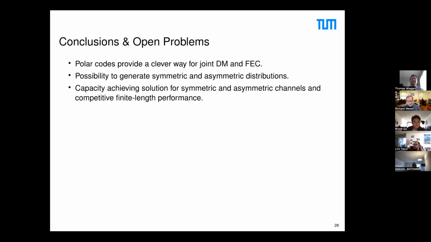Okay, so that's basically what I have in results. Just the conclusion: we showed that polar codes give us a very clever way to do joint forward error correction and distribution matching. We have the possibility to generate symmetric and asymmetric distributions. The two nice things about it are that the finite length performance is quite good, although Linfang was able to beat us, so we still need to work on that. But on the other hand, we're also capacity achieving. So it's interesting both from theory and practice, I would say.